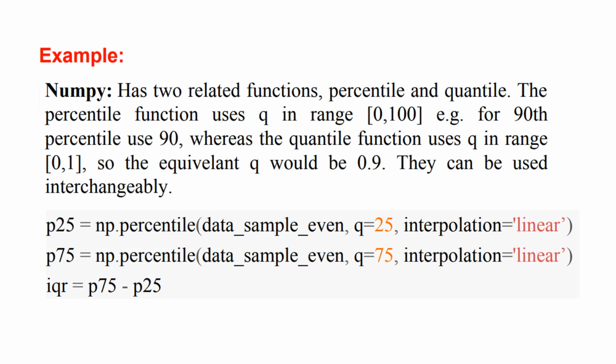Okay, so in numpy, in addition to percentile, there is a quantile. Here q is in the range of 0 to 100. For the 90th percentile we use 90, whereas for quantile we use 0.9. So this can be in the range from 0 to 1, and they can be used interchangeably. np.percentile with q equal to 25, interpolation equal to linear, or q equal to 75, interpolation equal to linear. So you can calculate the quantile also.